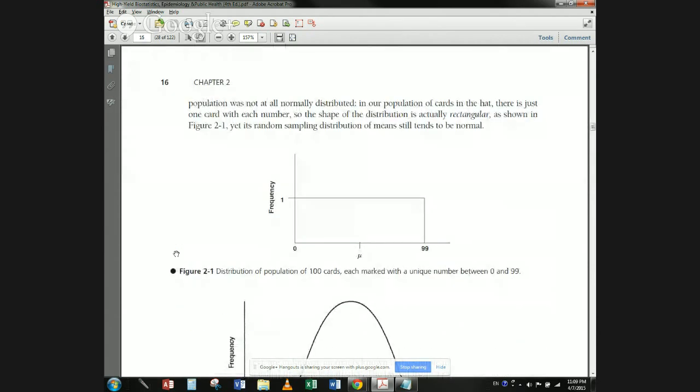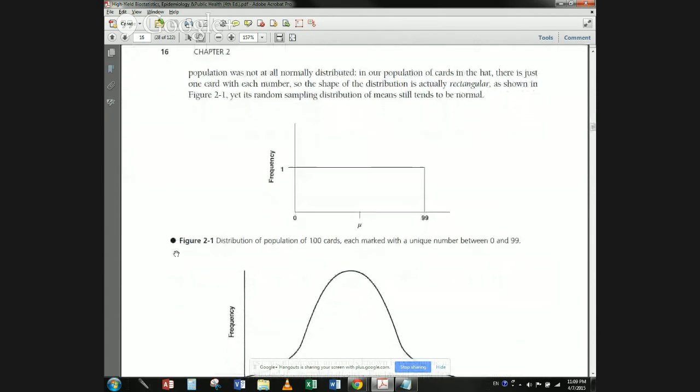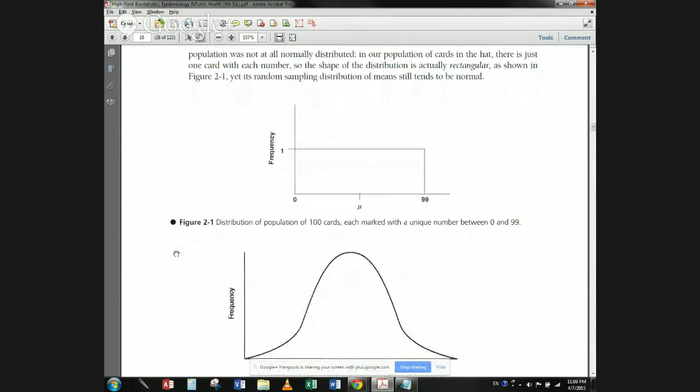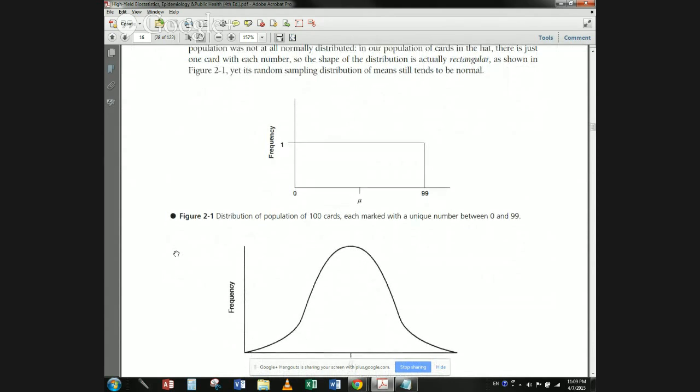In our population of cards in the hat, there is just one card with each number, so the shape of the distribution is actually rectangular, as shown in figure 2.1. Yet its random sampling distribution of means still tends to be normal. Here we see figure 2.1, the distribution of the population of 100 cards, each marked with a unique number between 0 and 99, showing that it is a rectangular distribution.